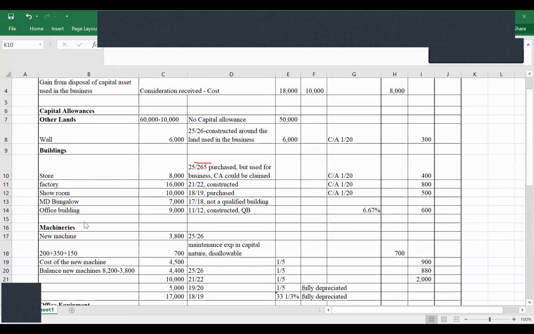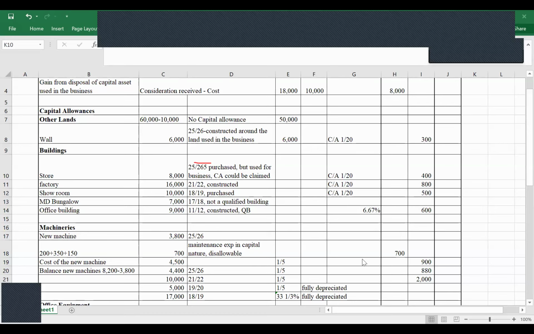Then we calculated the office building. If it is an office building constructed after 18-19, we can grant capital allowances of 1/20th. But since this is an asset, a building purchased in the year of assessment 11-12, we granted capital allowances based on the percentage applicable under the 2006 Act.